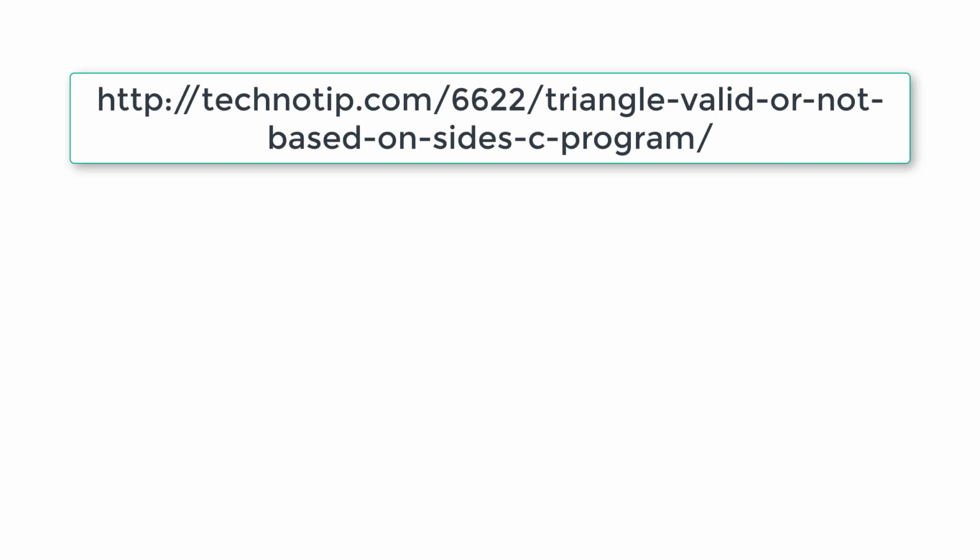Let's ask the user to input lengths of three sides of the triangle, and we shall check using a C program if it forms a valid triangle or not. The logic is, if the sum of two sides is greater than the largest of the three sides, then it's a valid triangle. If not, it's not a valid triangle.